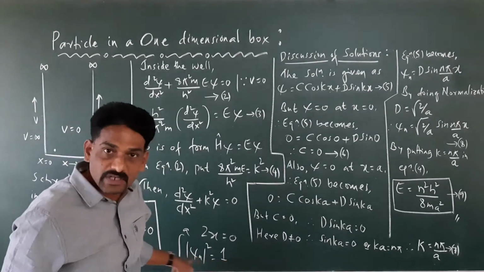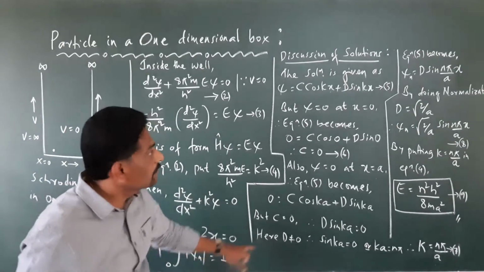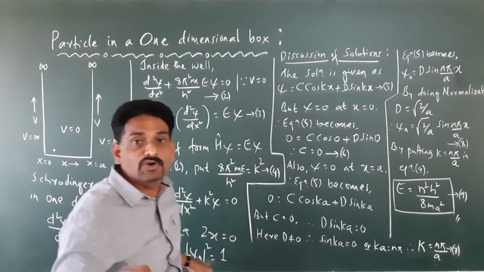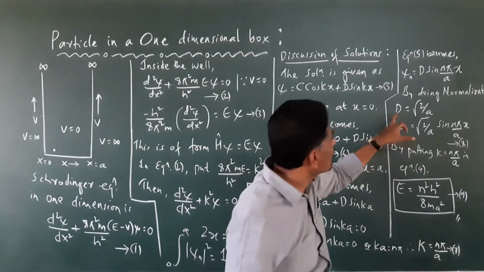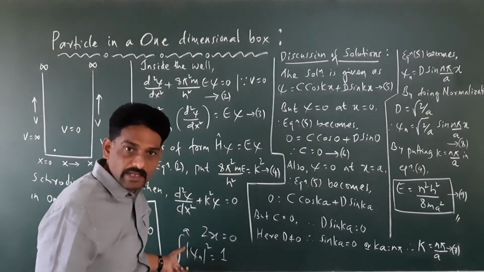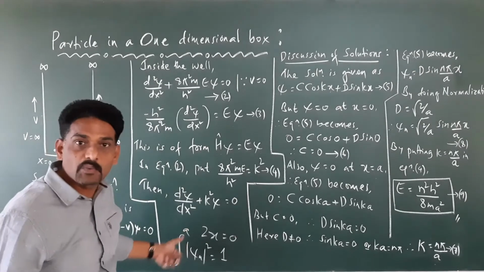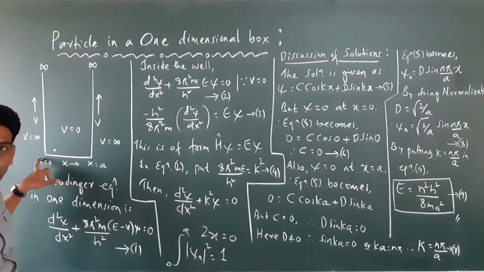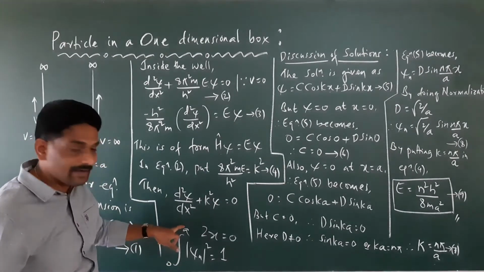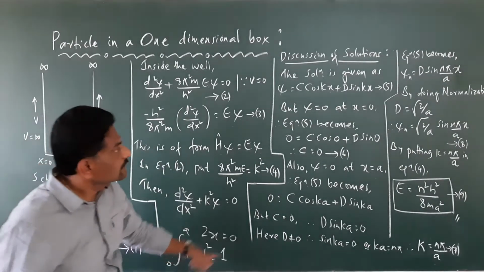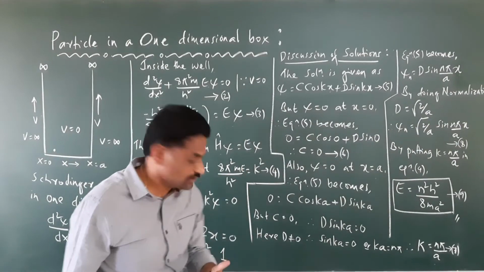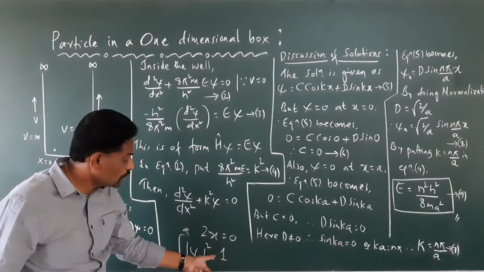If you do normalization like this, by equating it to 1 and substituting the value of psi n here, and simplifying, the value of d comes out to be root 2 by a. The lower limit is 0, the upper limit is a. So we integrate the wave function psi n, that is mod psi square, and equate it to 1.